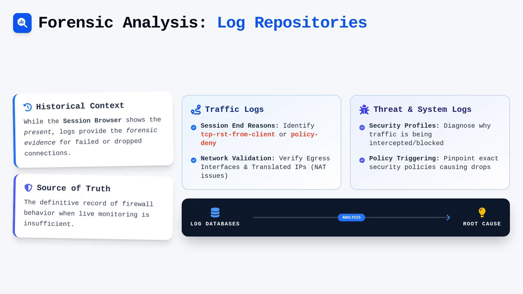For instance, if you are suspecting a routing or NAT issue, the traffic logs can reveal the egress interface or the translated IP addresses, which might contradict your design expectations. The threat log is equally important, particularly when you are diagnosing why traffic passing through the firewall is being intercepted by a security profile. These logs provide the underlying evidence for why the firewall decided to behave in a specific way, acting as the definitive source of truth when the live session browser does not tell the full story.